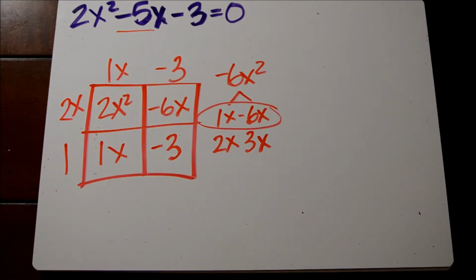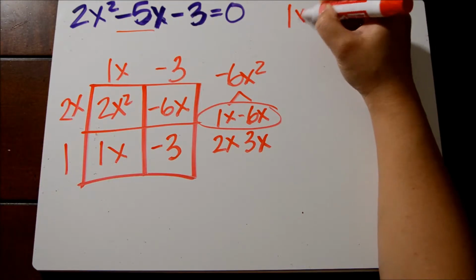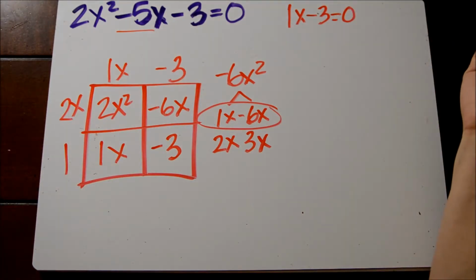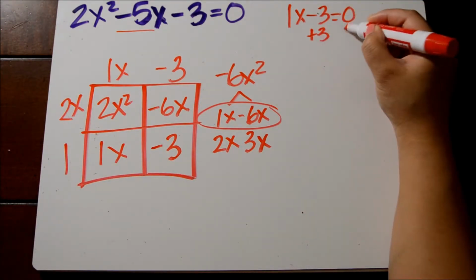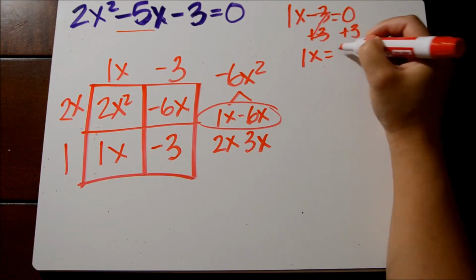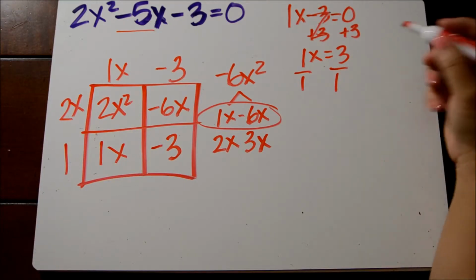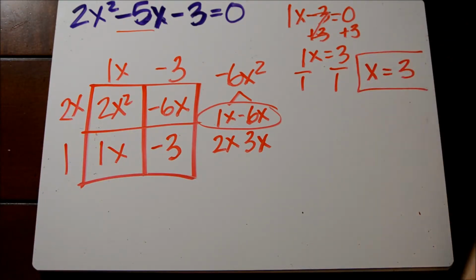To solve by factoring, we have to set our factors equal to 0, and then we solve our two-step equations using inverse operations. So let's go ahead and set up our factor, set it equal to 0. We're going to add 3 to both sides to undo the subtraction. And then we get 1x equals 3. And divide both sides by 1 to undo the multiplication, and we get x equals 3.